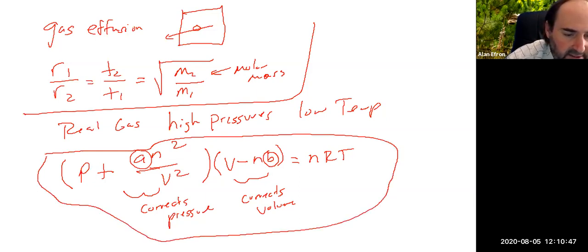Everything else in this equation is the same as in the ideal gas law, which means, again, pressure needs to be in atmospheres, temperature in Kelvin, volume in liters. And again, you look those up. And it really is the ideal gas law with some correction values for these non-ideal situations.